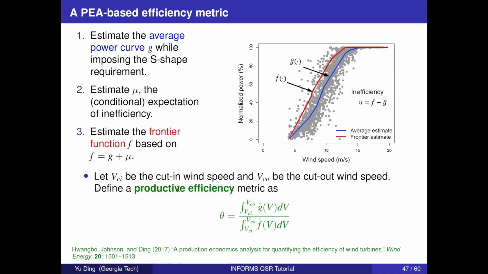But suppose you trust me, we can actually estimate that systematic inefficiency, and then we can generate this kind of frontier function, and then use the average power curve and the production efficiency frontier function. We can calculate this theta coefficient, which defines the productive efficiency, right?